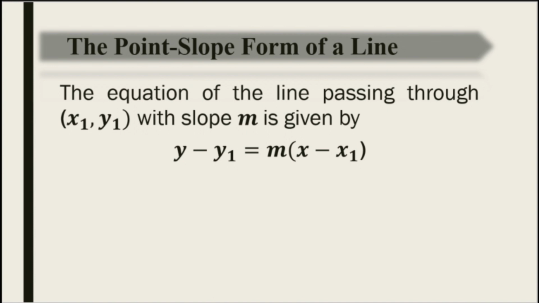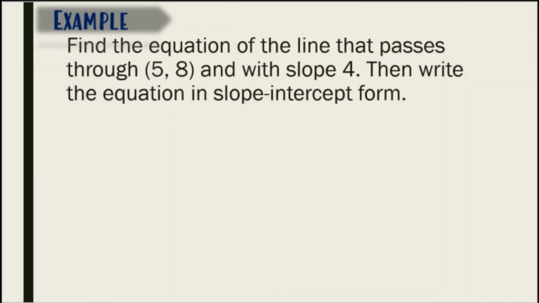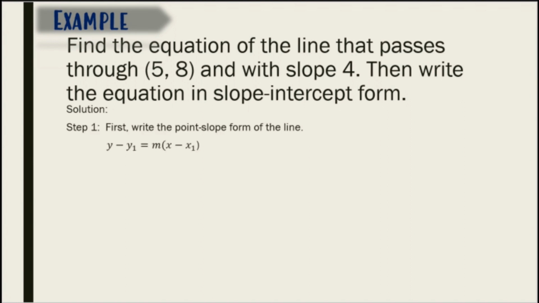Once you obtain this equation, it is a common practice to solve for y and write the equation in slope-intercept form. For example, find the equation of the line that passes through (5, 8) and with slope 4. Then write the equation in slope-intercept form. First, write the point-slope form of the line. Then substitute 8 for y sub 1, 5 for x sub 1, and 4 for m.